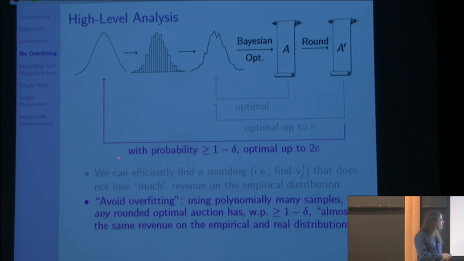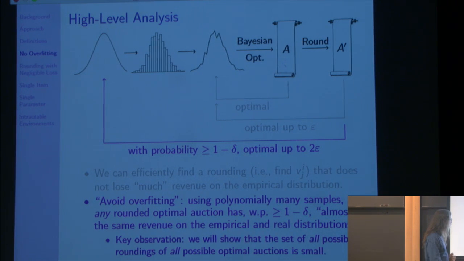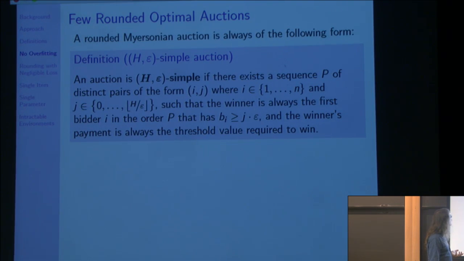So first, I'm going to do the no-overfitting thing, and I'm going to claim to you that any possible rounded Myerson-Brownian auction with high probability has almost the same revenue on the empirical and on the true underlying distribution. And the key observation, as I said, is that we will show that the set of all possible roundings of all possible optimal auctions is small, even though there are many, many very high-dimensional optimal auctions and a lot of ways to round them, obviously. So we will claim that a rounded Myerson-Brownian auction is always of the following form that we call H epsilon simple.